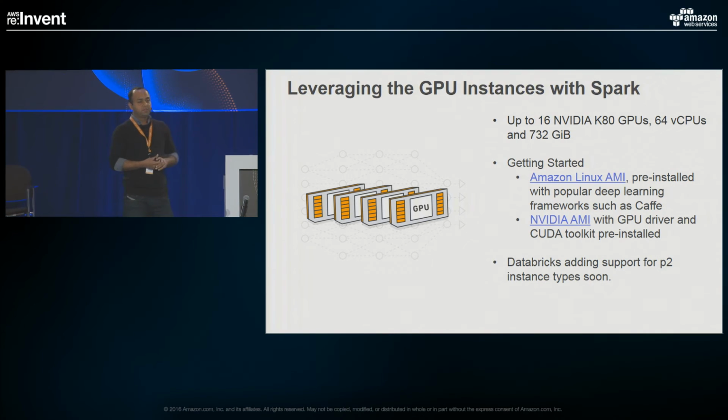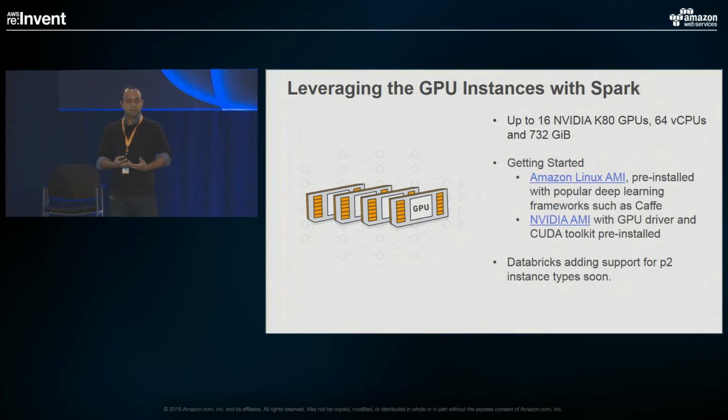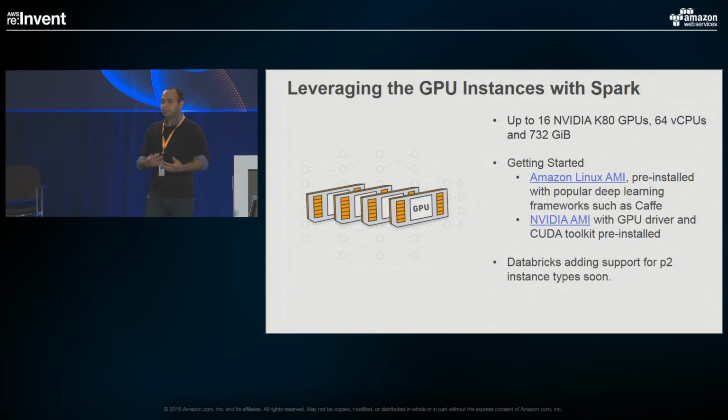The P2 instances, for example, give you 16 NVIDIA K80 GPUs. And how do you utilize that? To run that on Amazon, you have the Amazon Linux AMI, which is available as a standard, with all of the libraries installed, so you can start running your machine learning workloads. Databricks in their blog announced that they're going to soon add support for P2s with Spark.